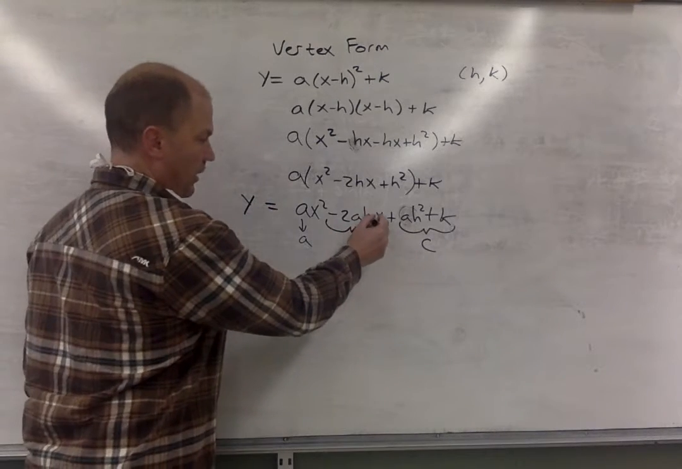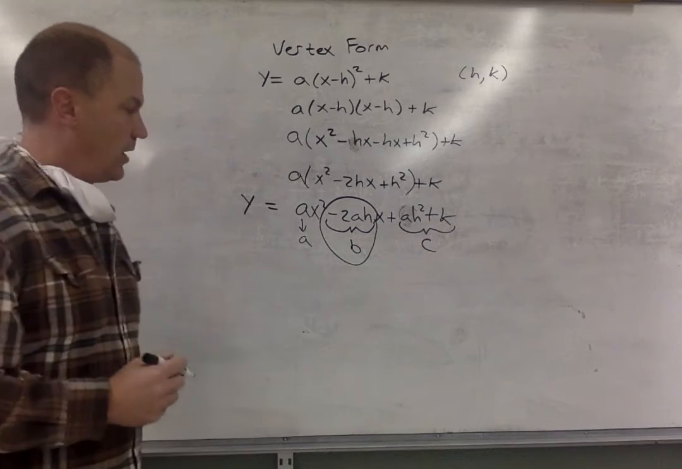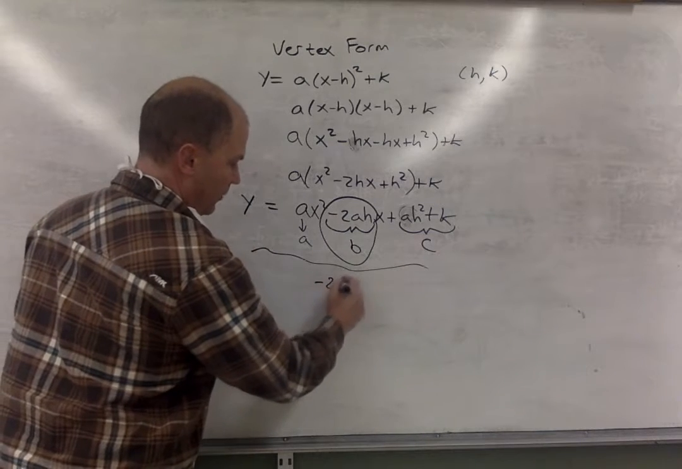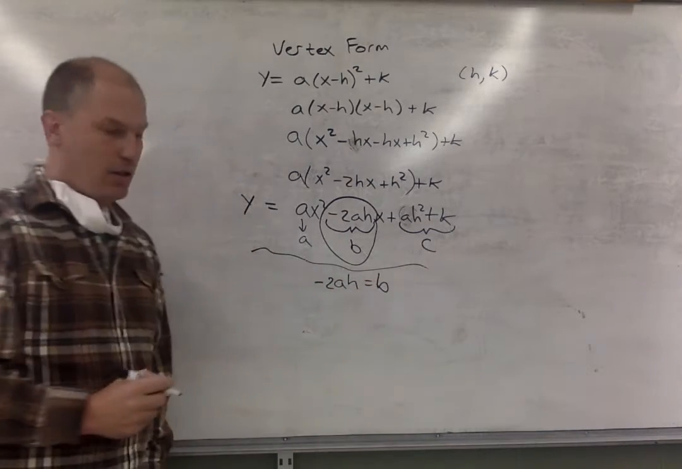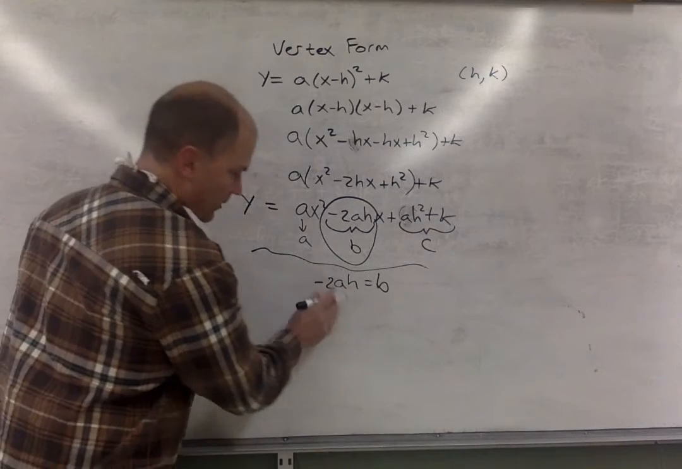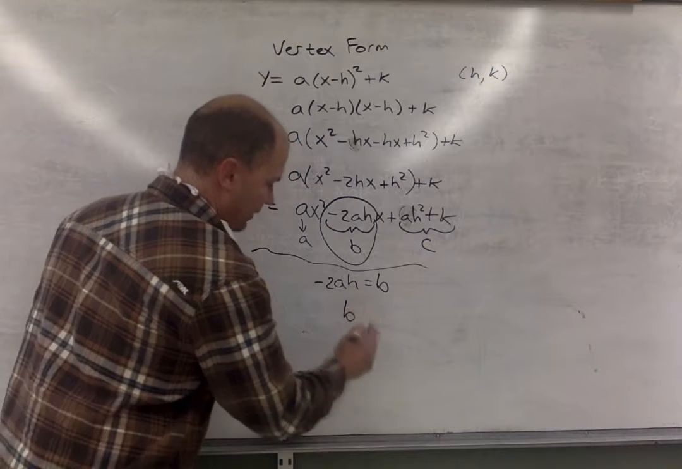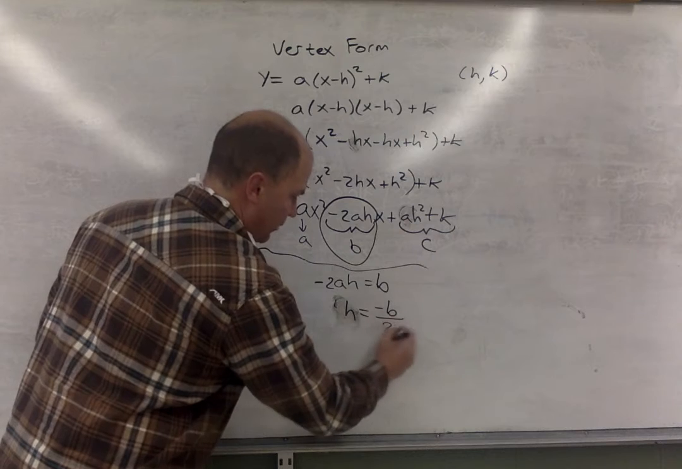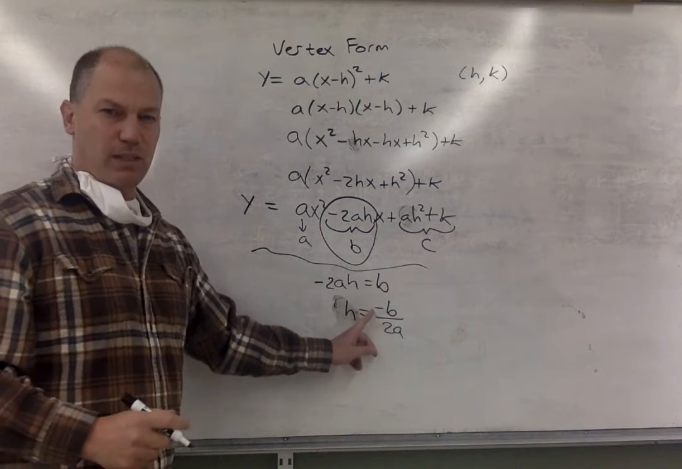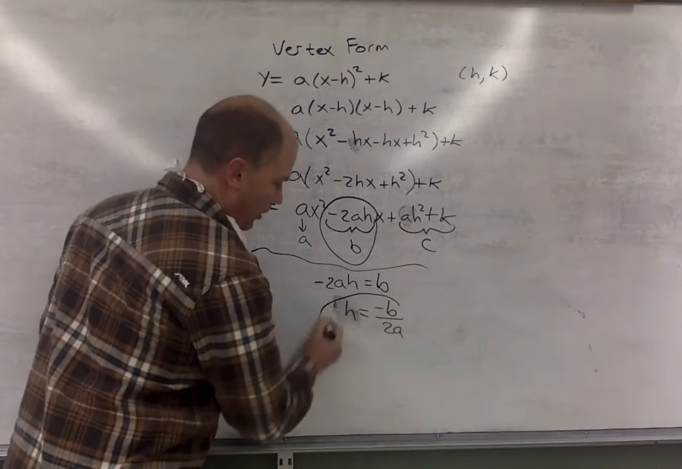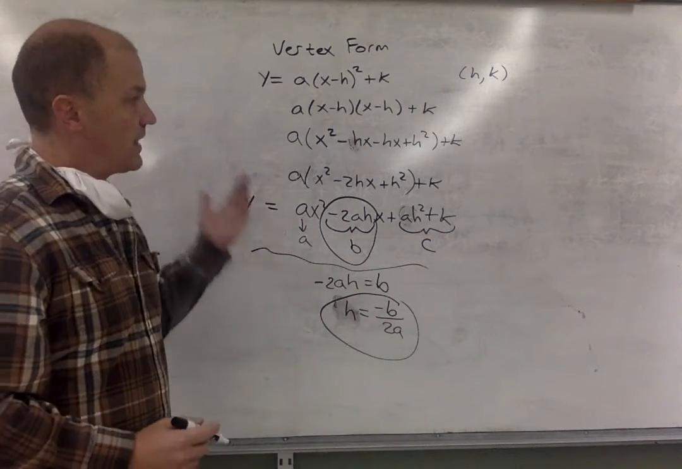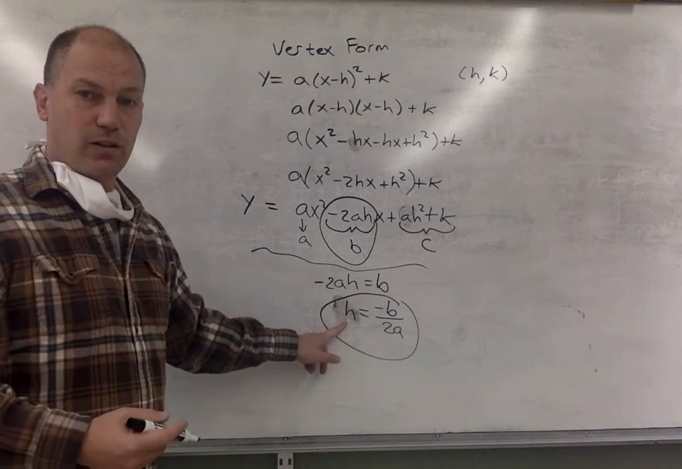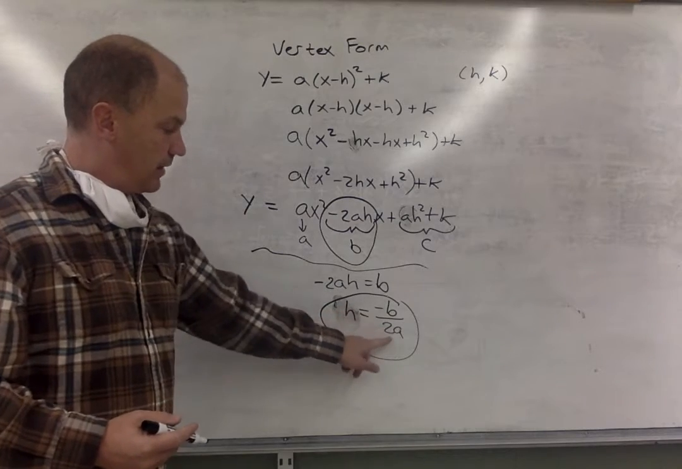Now here's the interesting part. If we say that negative 2ah has to be the same as b, we can solve for h, and that's just divide by negative 2a. We can say h equals negative b divided by 2a. I could have the negative down here, but we typically see it up here. So what we now know is that if we have something written in standard form, and I'll write that in a moment to remind us what that looks like, we can find the x-coordinate of the vertex by solving this equation for that.